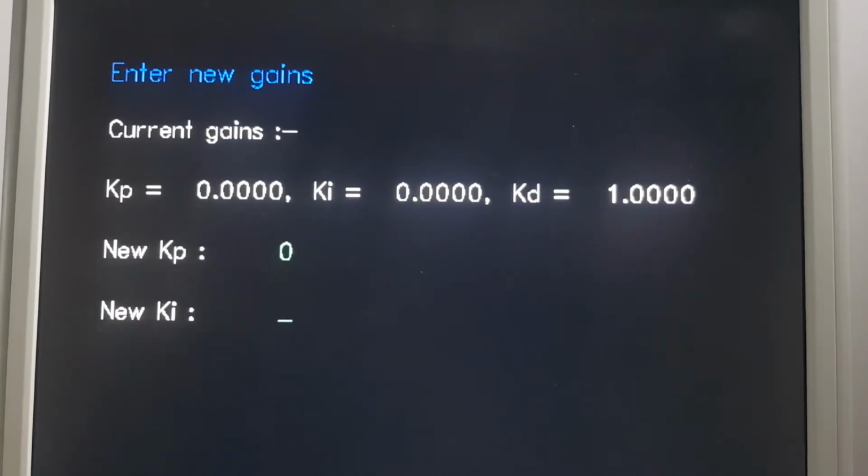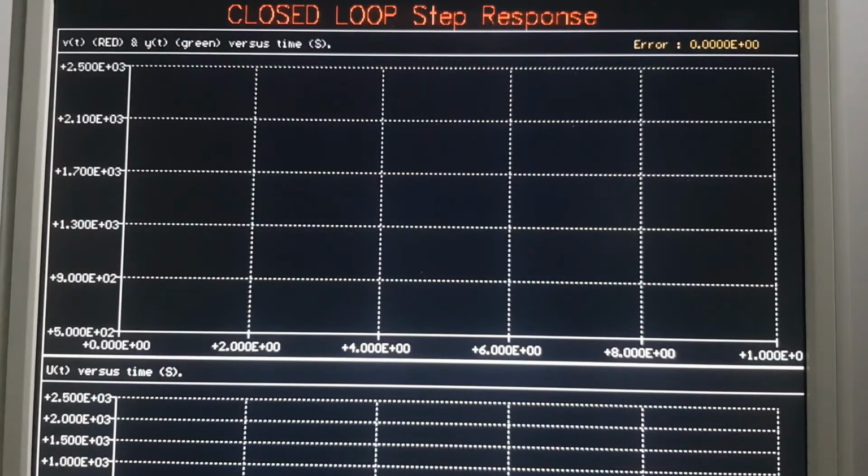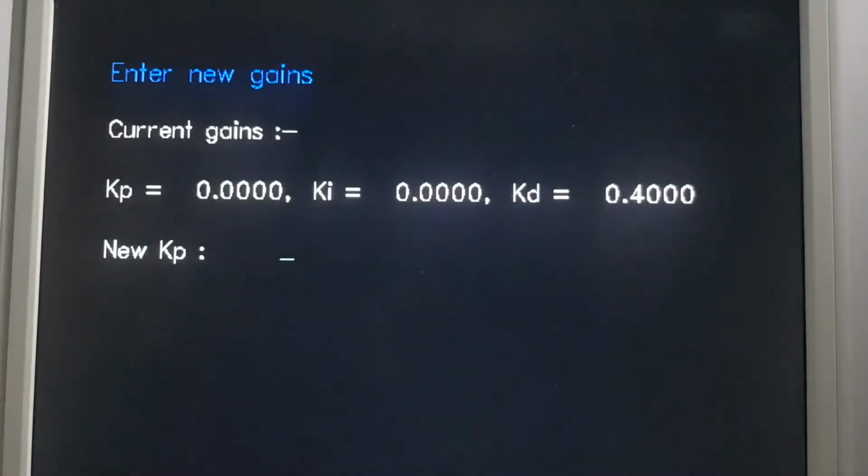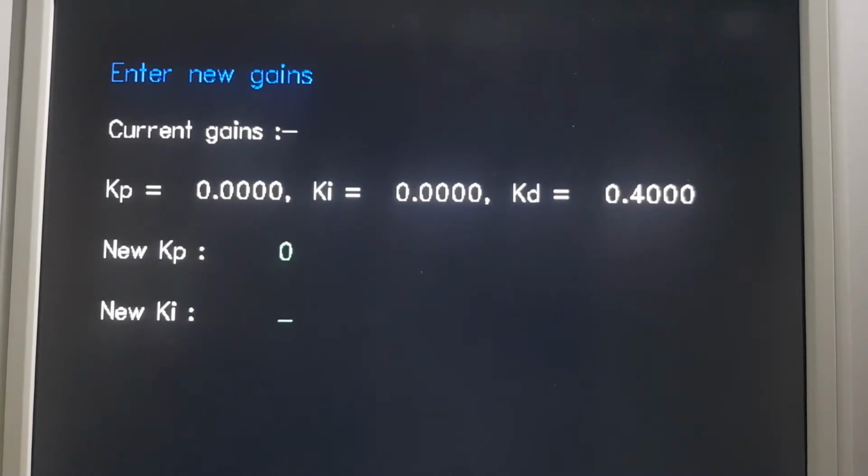Let's go for 0, 0.4, slightly less Kd. But notice that derivative control on its own just doesn't really do much for us. So in this case, it hasn't done a thing at all. So derivative control on its own, let's try one more, shall we? So that's going to be 0, 0. Let's try 0.8, shall we?